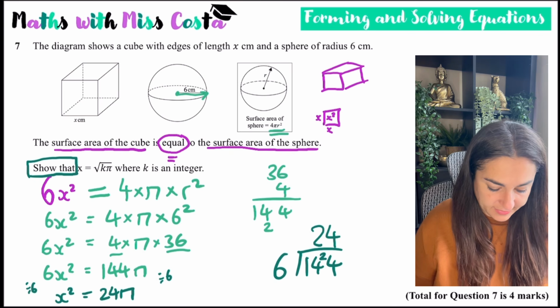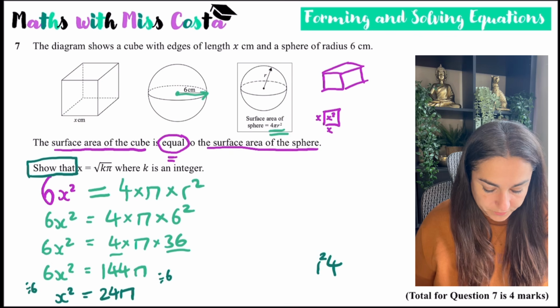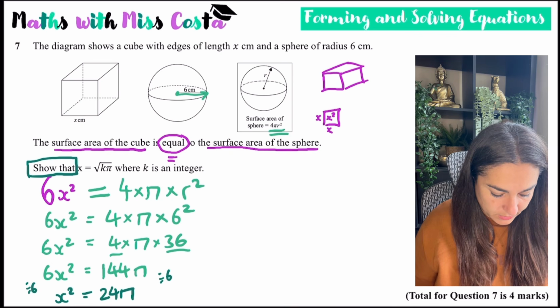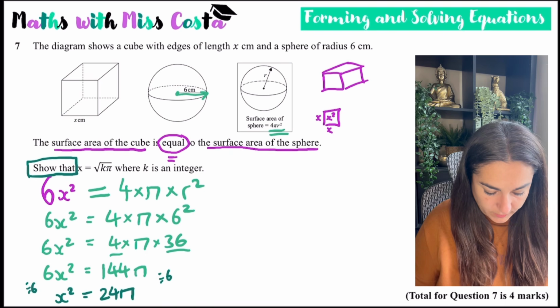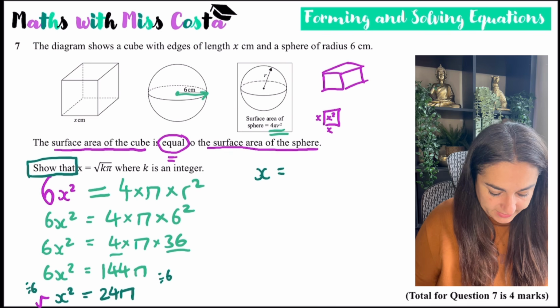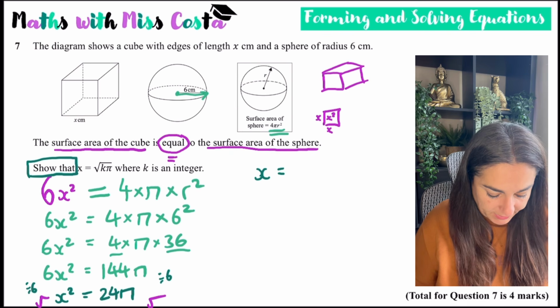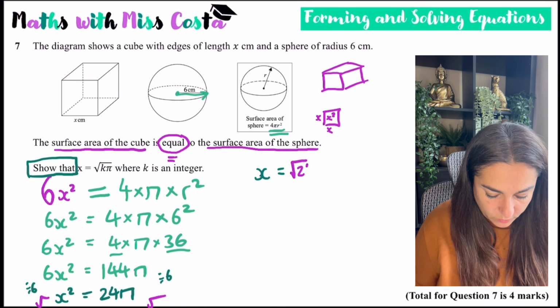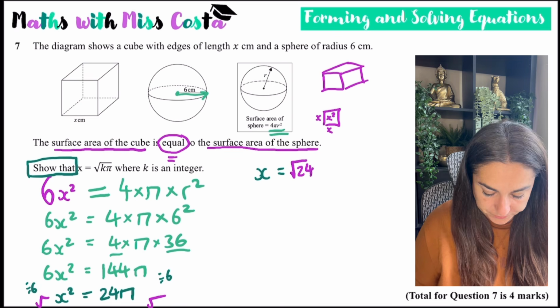Then I need to give my answer in the form x equals. So what would the next step be? It would be to square root both sides because x is being squared. So x is going to be the square root of 24 pi.